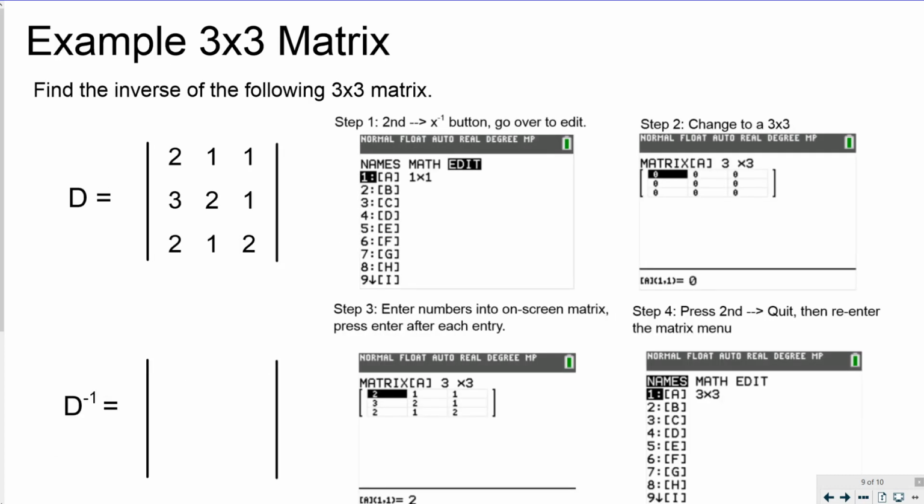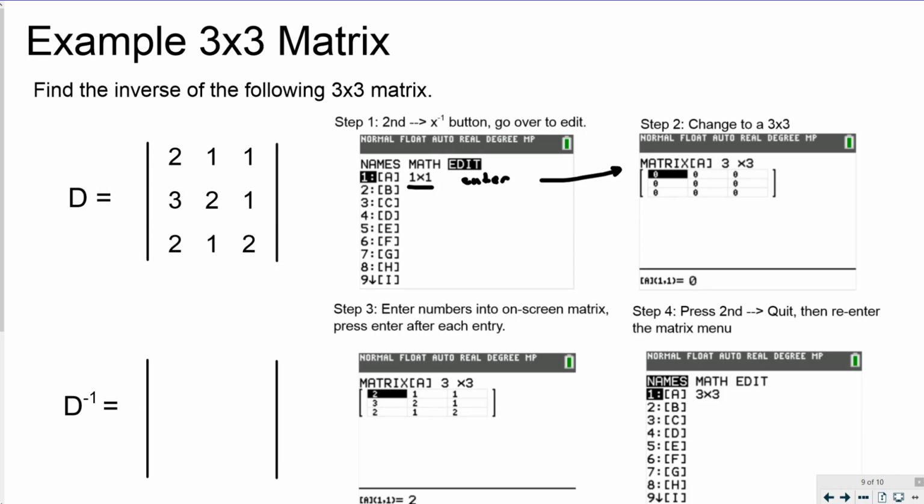So I did do an example here. Find the inverse of the following 3x3 matrix. So I did a step-by-step thing. I went into the matrix menu by hitting the second and then x to the -1 button. And then I went over to edit. And immediately it says that A, the matrix I'm going to use, is a 1x1. So what I would do is hit enter here. And it takes me to this screen here.